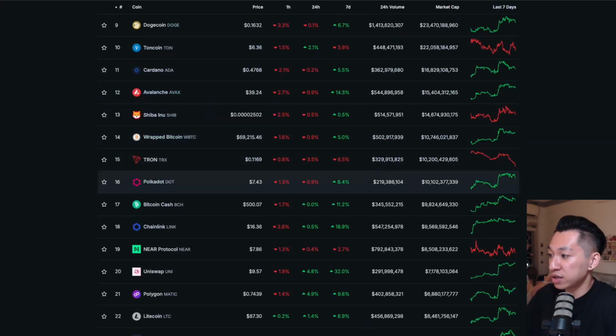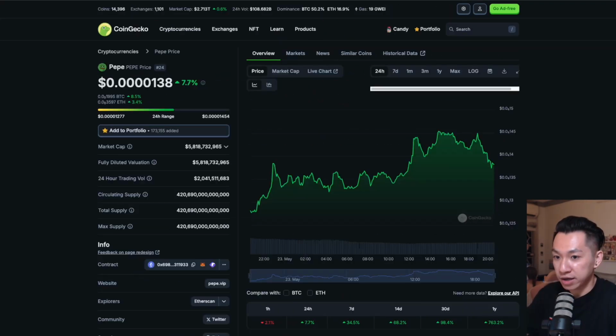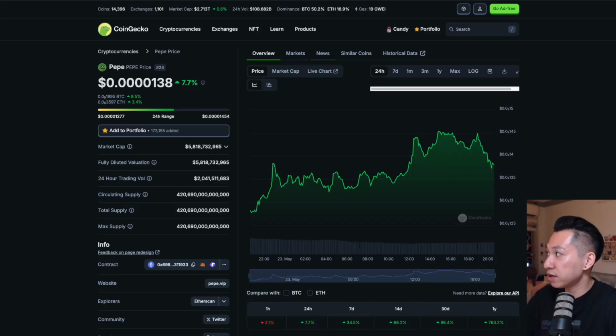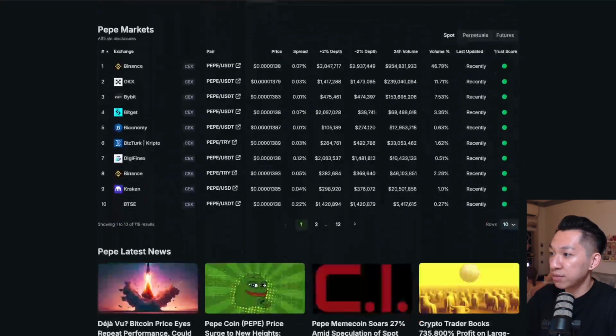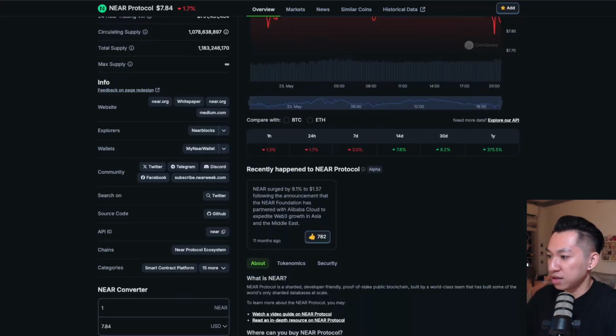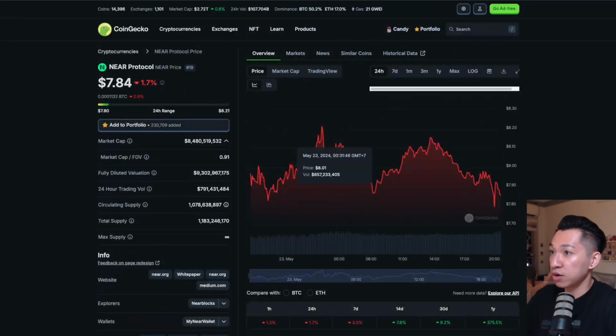And one more thing. Let's say you're interested in, I don't know, Pepe, and you don't know where to buy this Pepe coin. One thing you can do is click on the token and see this markets tab over here. So on top, click on the markets tab. It'll show you all the exchanges that you can buy Pepe coins from. And that's usually how I use CoinGecko.